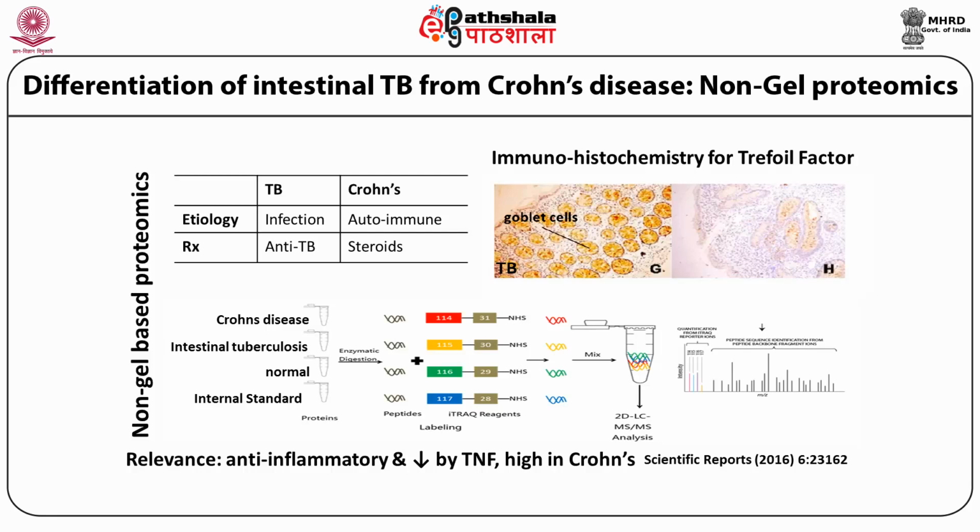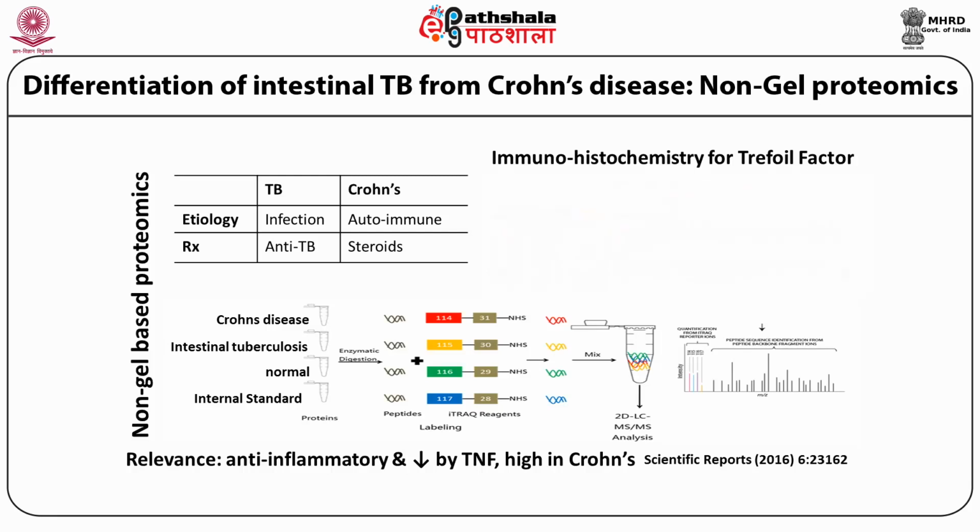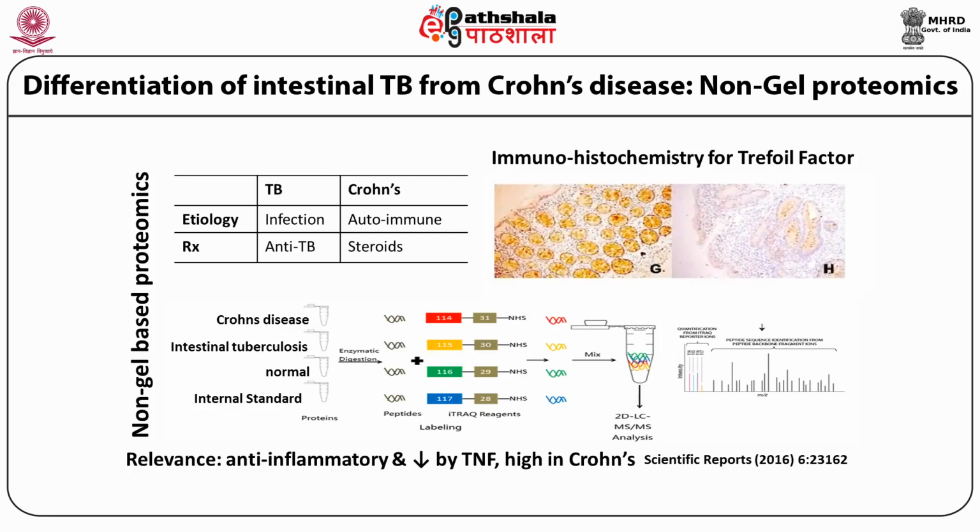We identified a particular protein called trefoil factor, which is upregulated almost tenfold in tubercular intestinal goblet cells as compared to Crohn's disease. This trefoil factor has an anti-inflammatory role and is decreased by tumor necrosis factor, which is high in Crohn's. This therefore could be a potential biomarker to differentiate the closely mimicking conditions of intestinal TB and Crohn's disease.